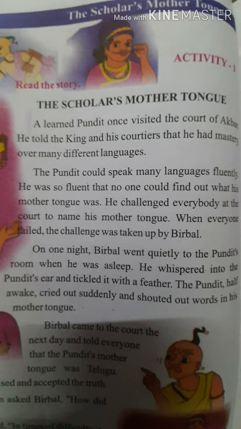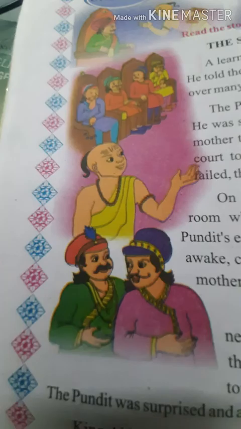When everyone failed, the challenge was taken up by Birbal. So the other courtiers failed to do that. And now who is the sharp fellow in Akbar's court? Birbal. So Birbal has taken up the challenge. Yes, I'm going to find out the mother tongue of this scholar, of this learned Pandit. One night, Birbal went quietly to Pandit's room when he was asleep. Birbal had the task on his hand, so every time he was searching for an opportunity. So, once at night when the Pandit was asleep in his room, Birbal entered his room.